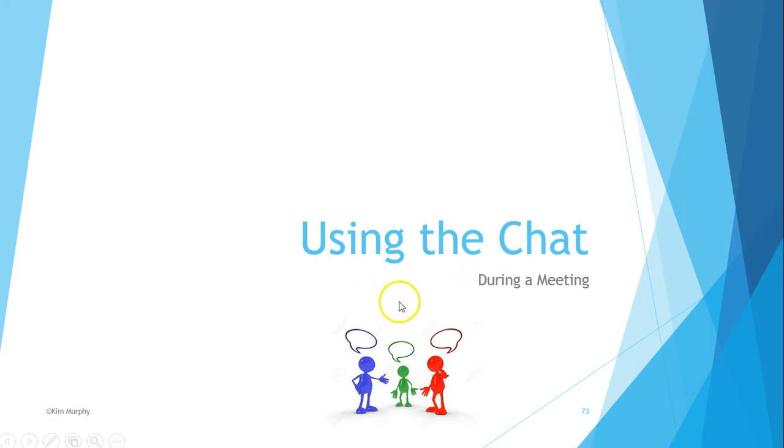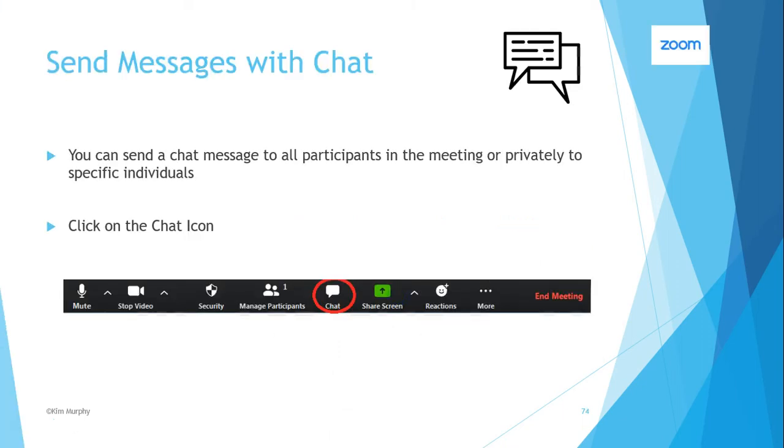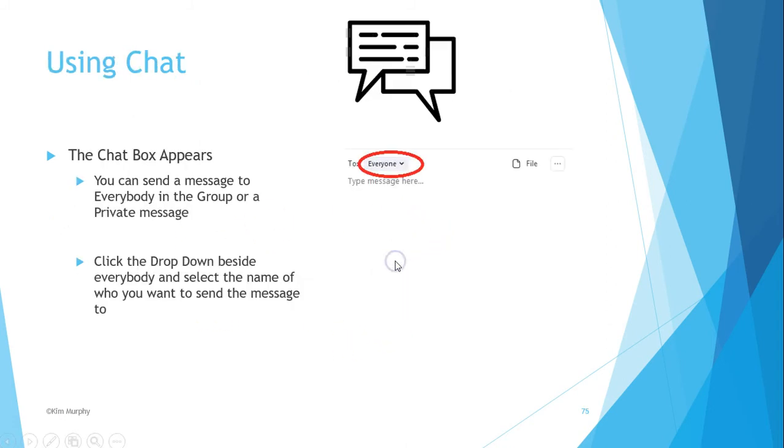I'm sure lots of you are using chat in other applications, in Messenger and WhatsApp. Well, this is very, very similar, okay? We've got a chat button down the bottom on our toolbar. You simply click on the chat button, and you can chat either to the host privately or to everybody who is attending the meeting. It's entirely up to yourself.